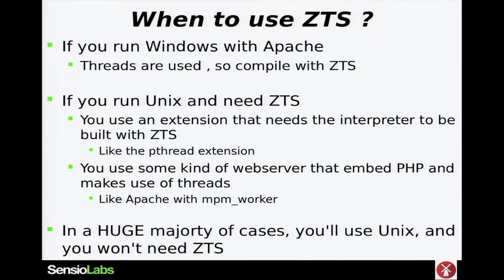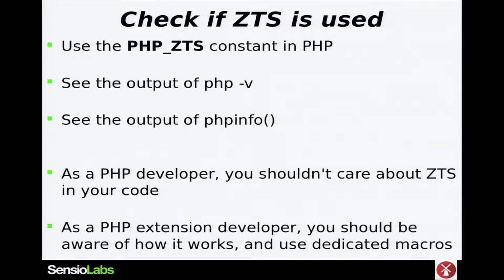If you want to check if ZTS is used in PHP userland, in a PHP program, you can probe the PHP_ZTS constant, which says 1 or 0 depending on whether PHP is ZTS or not. What could be the use case for detecting that in a PHP script? I have no idea at the moment. You see it in php -v, the PHP version, or in phpinfo, where somewhere it tells you thread safety is enabled or yes.